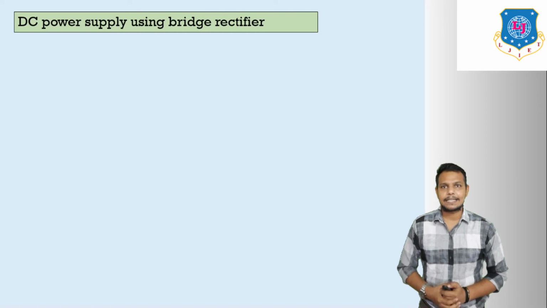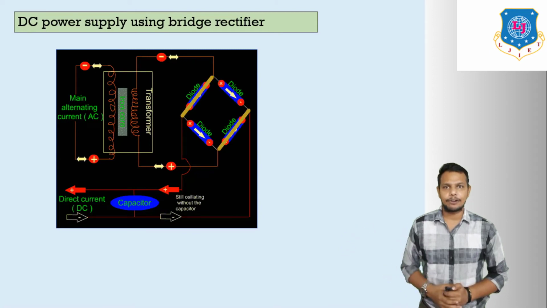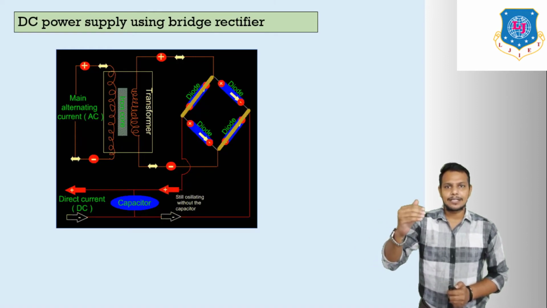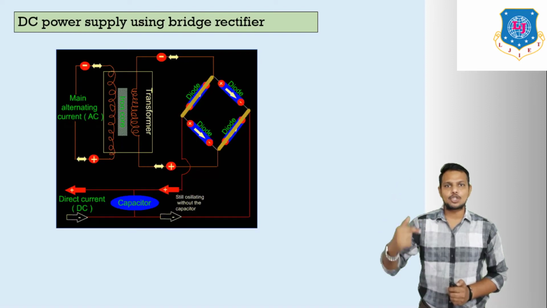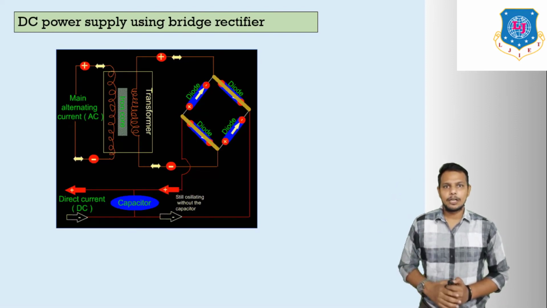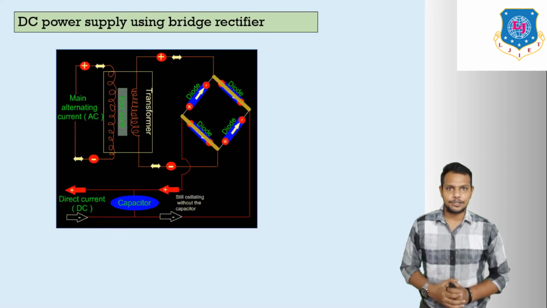Now next, DC power supply using bridge rectifier. Here is an example of a bridge rectifier. Main alternating input. If we apply input at the step down transformer, then current flows from plus to minus. At this time, only two diodes work in a closed loop circuit, or we can say work in the forward region, whereas two diodes work in the reverse region.